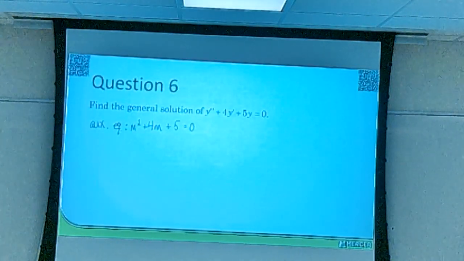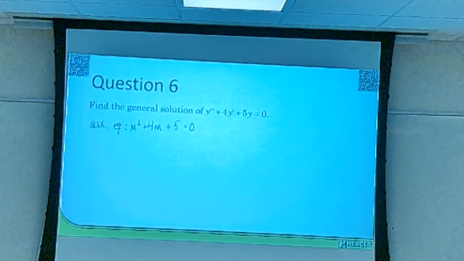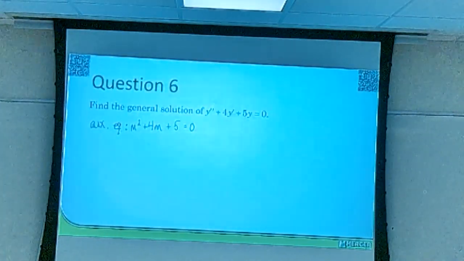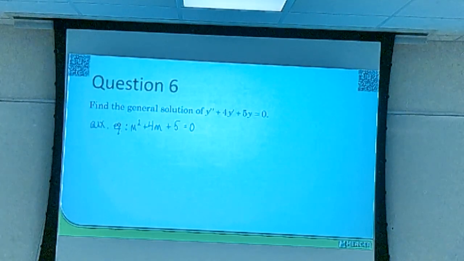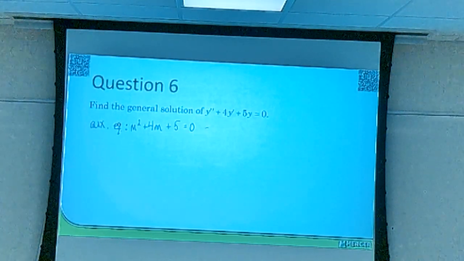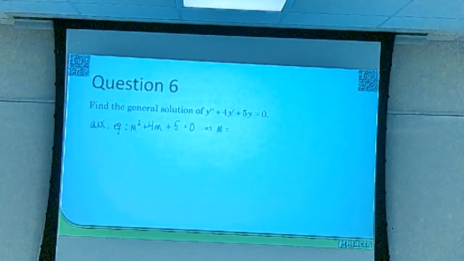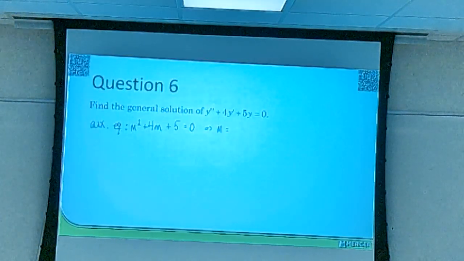Remember, the first thing you have to do is set up the auxiliary equation. m squared plus 4m plus 5 equals 0 for this one. Then we solve it. A quadratic is simple to solve. Can that be factored in the standard way? No. So use the quadratic formula: the opposite of b, plus or minus the square root of b squared minus 4ac, over 2a.